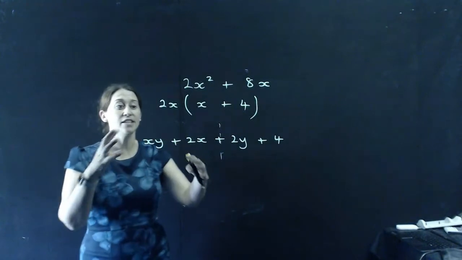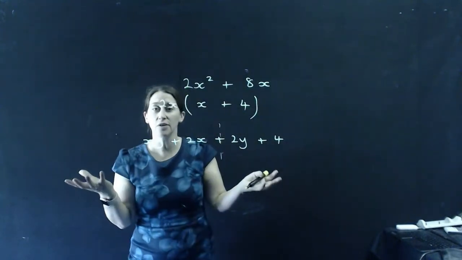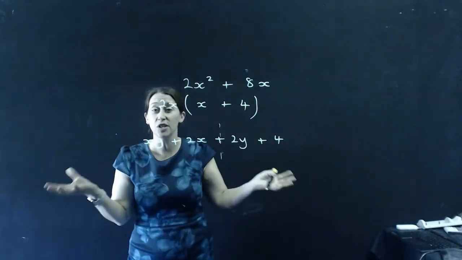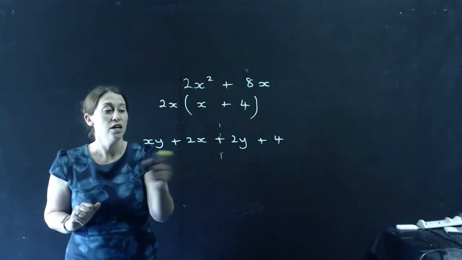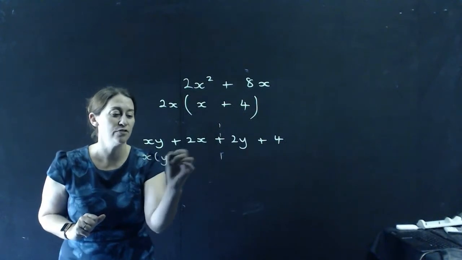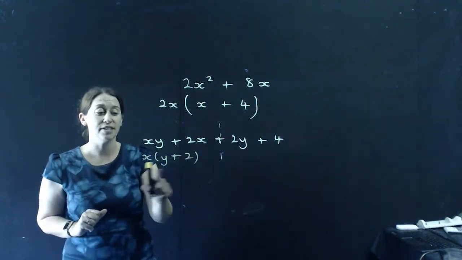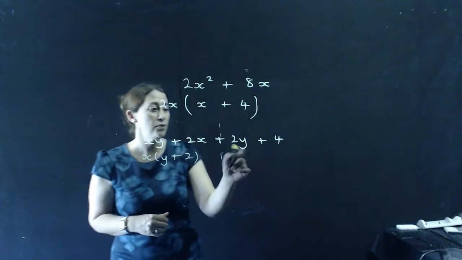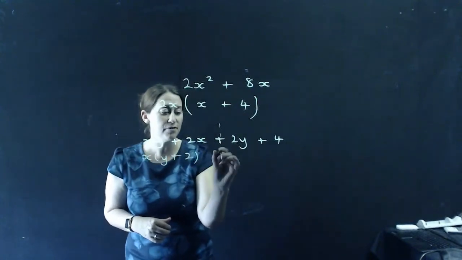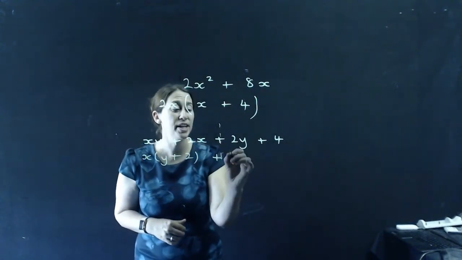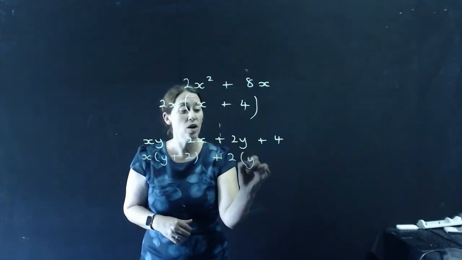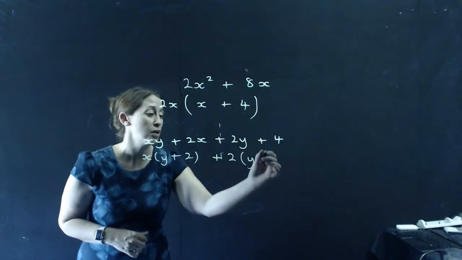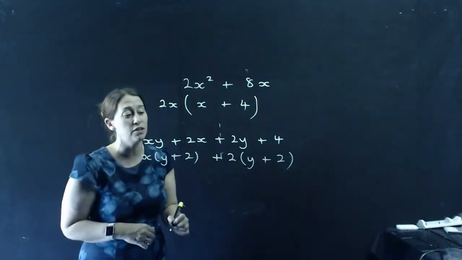If I need to reorder them so they find a partner they have something in common with, that's okay, but I don't need to do that in this case. So I'm going to factorize each pair individually. The common factor here is x, leaving me with y plus 2. This is a positive, so I'm going to put the plus sign there, and I'm pulling out a positive 2 out of these two terms. 2 multiplied by y will give me 2y, and 2 multiplied by plus 2 will give me positive 4.